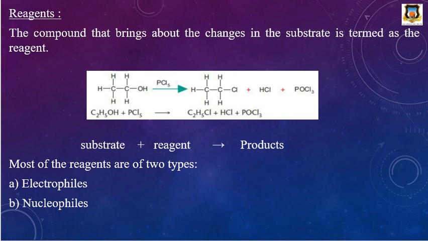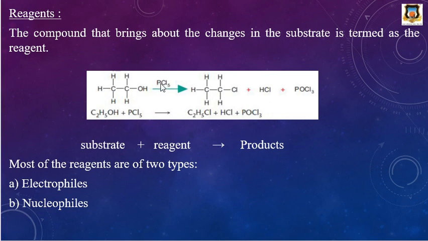Today we are going to study reagents from chapter 1, that is Fundamentals of Organic Chemistry. The compounds that bring about changes in the substrate are termed reagents. For example, in this case, PCl5 reacts with this alcohol and brings changes in this alcohol molecule, that is, it substitutes this OH by chlorine and it becomes alkyl chloride, that is ethyl chloride. Therefore, the compound that brings about the change in the substrate is termed a reagent.